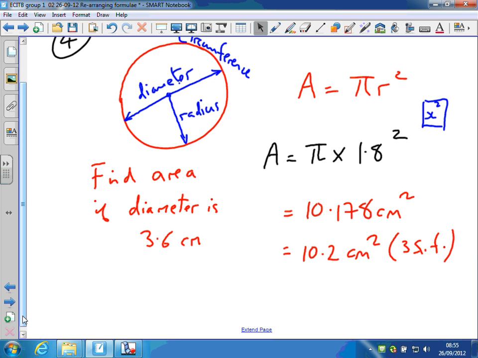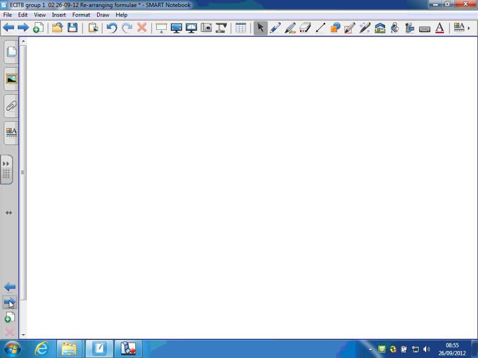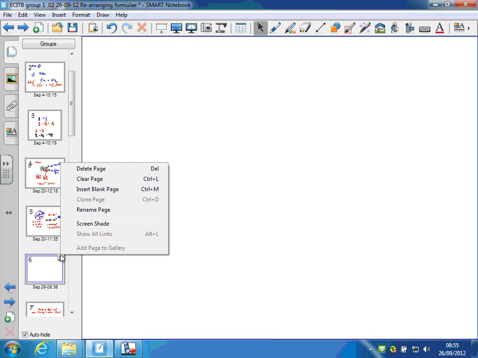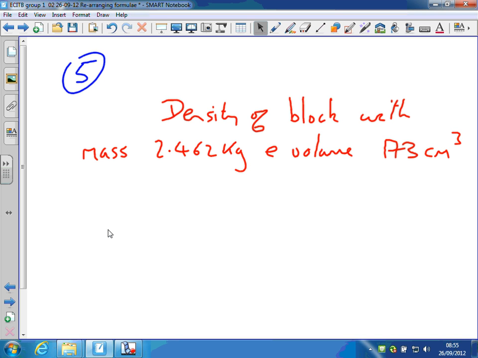I don't know why I've got all these extra pages in here. So next question, this density question.